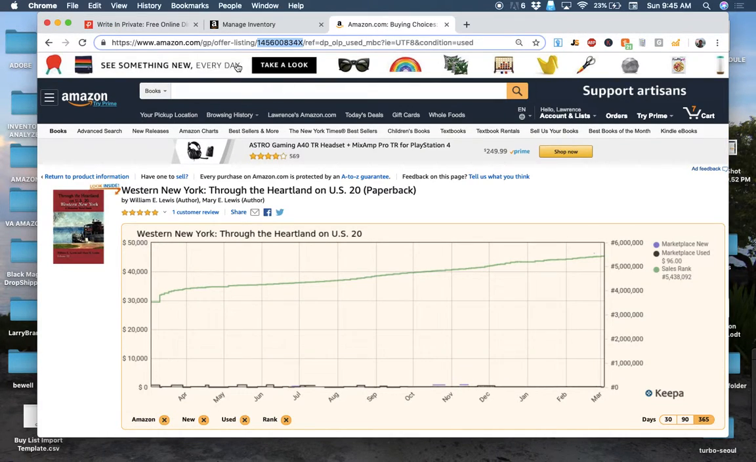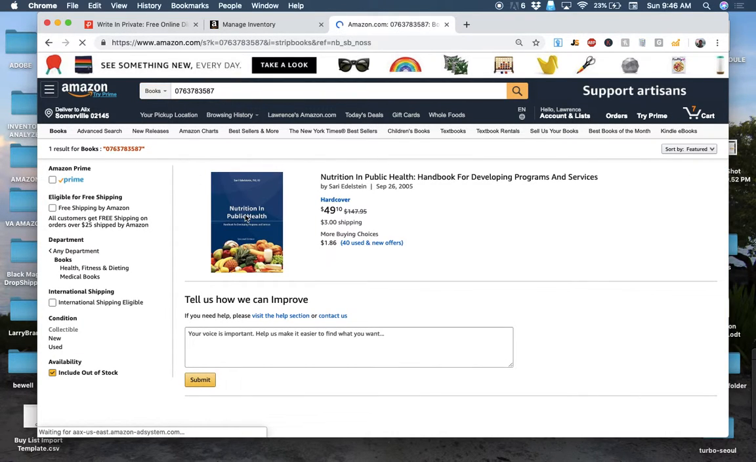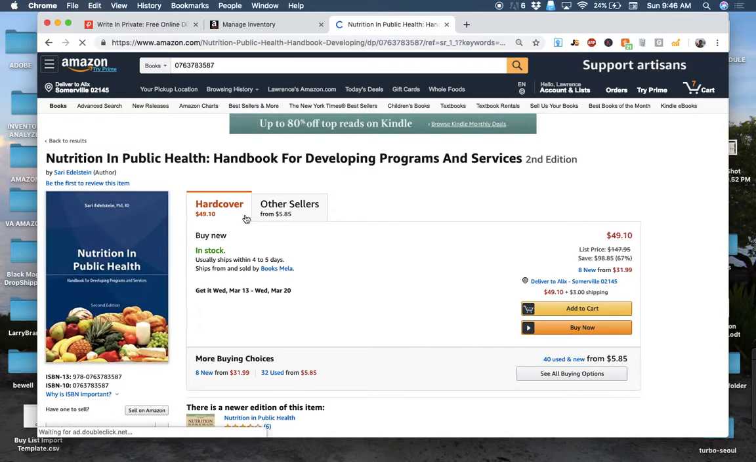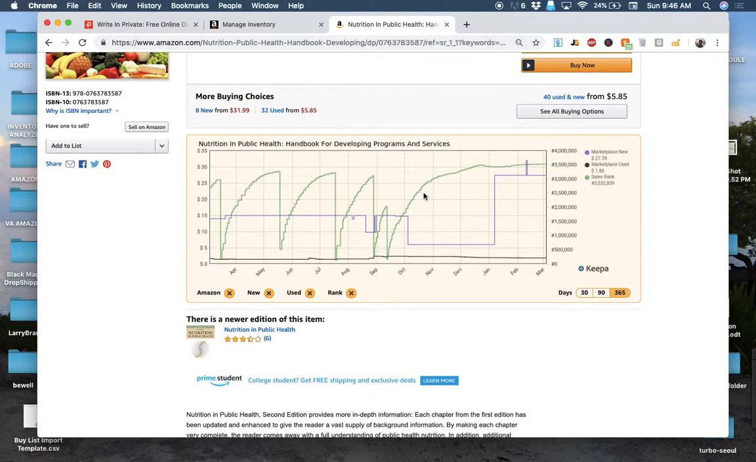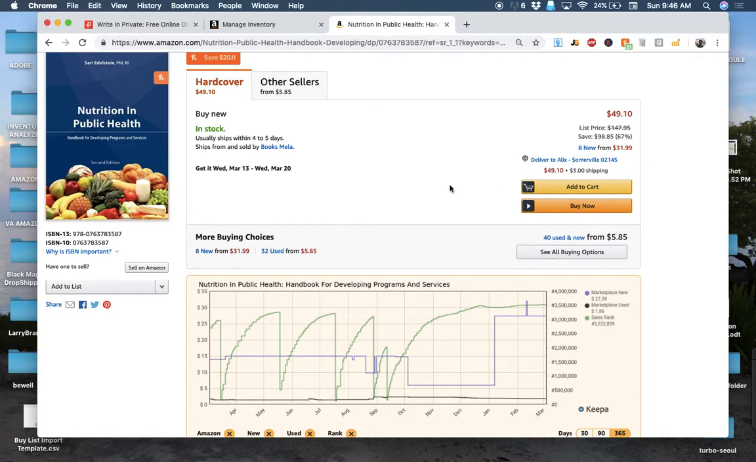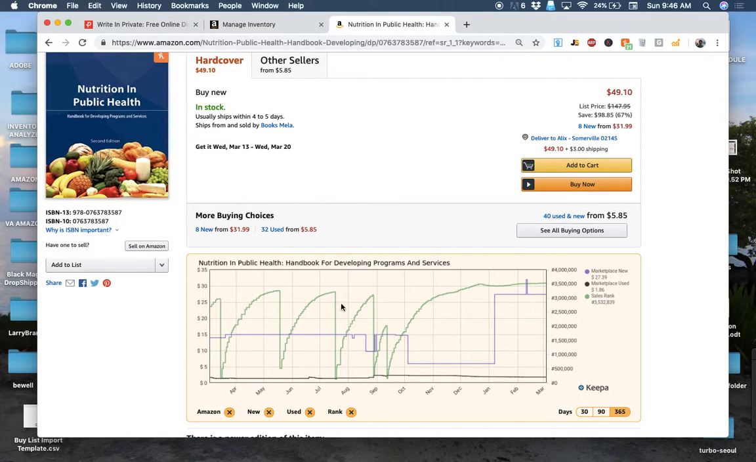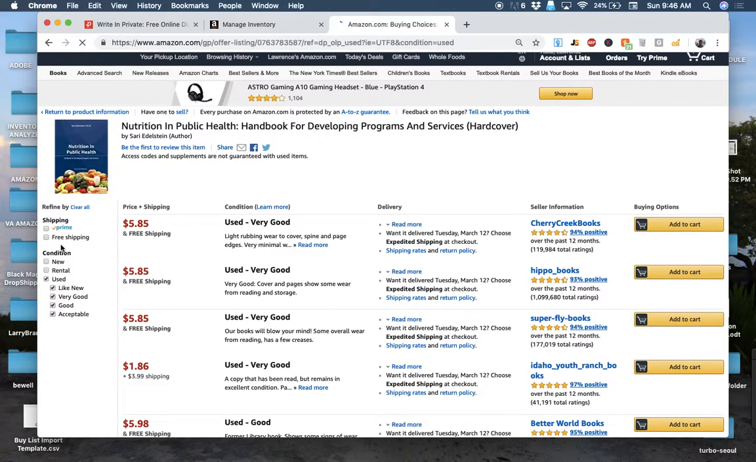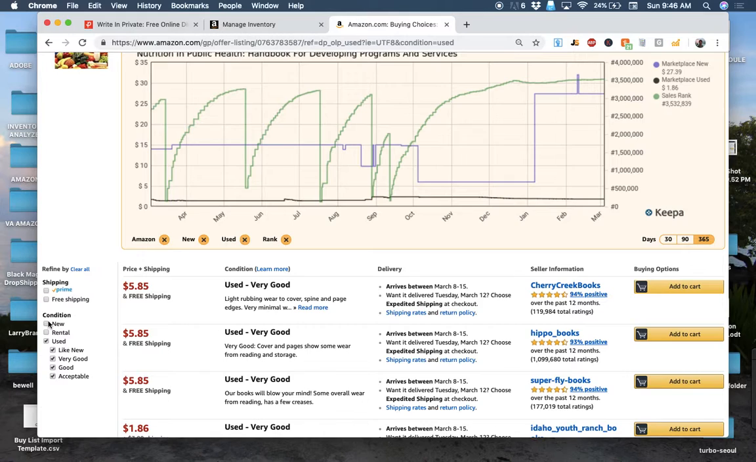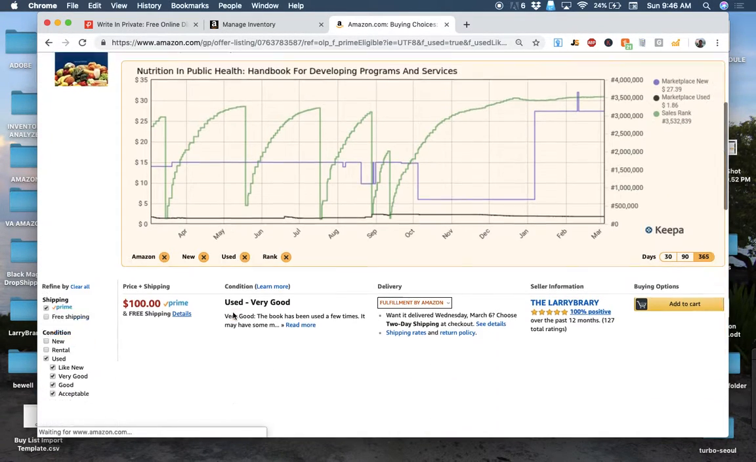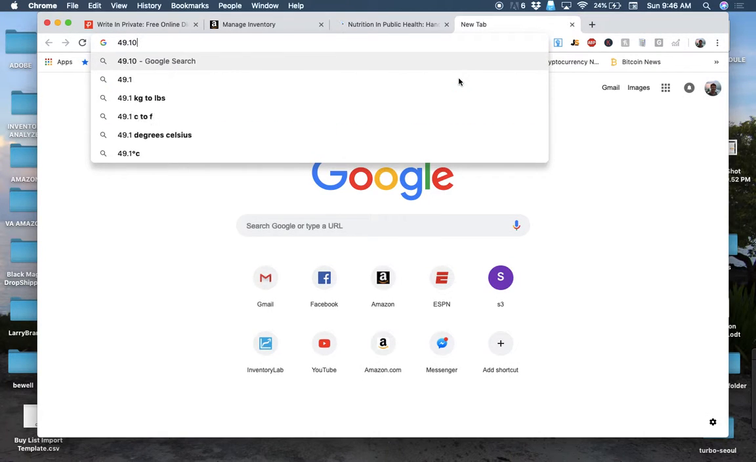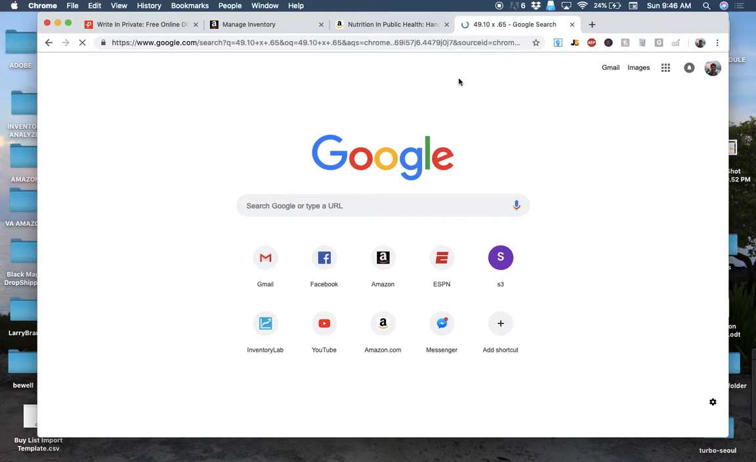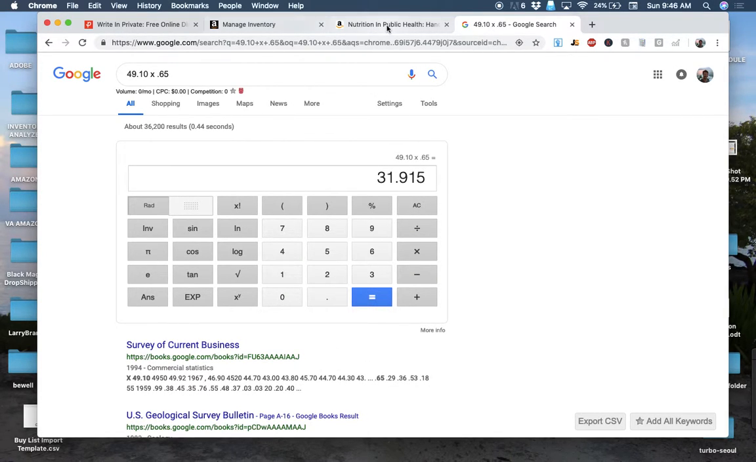See if this one's still here. Oh, well, this one, you can see it's 49.10, so it is under $50, but we'll go with the rule that I have. Because it's a really high rank, we're not going to do 15% below the new price. We're going to do 65%. So it's 49.10 times 0.65. So we'll go with $31.90.